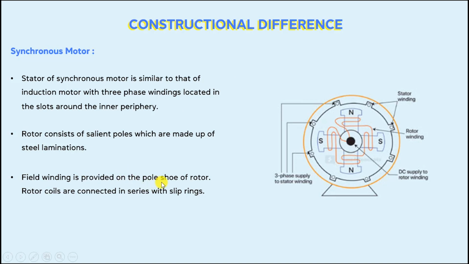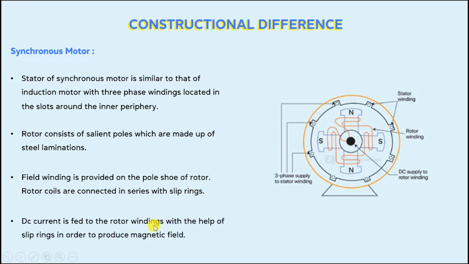Field winding is provided on the pole shoe of the rotor, and the rotor coils are connected in series with the slip rings. These are the rotor coils which are around the salient poles, and these rotor coils are connected with the slip rings.